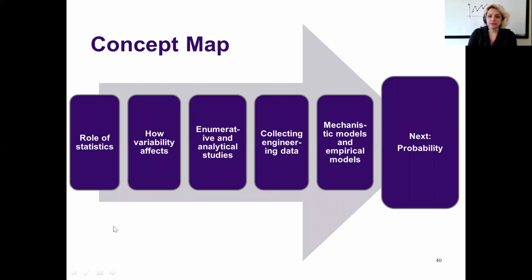So let's see what we learned so far. Role of statistics, how variability affects deviation from the mean, our expectation or specification of the catalog, enumerative and analytical studies, collecting engineering data, like the 3 ways that we can collect data. Can you name them? Pause the video and try to name the 3 different data collecting methods, and then come back. I'm going to continue because I will say them quickly.